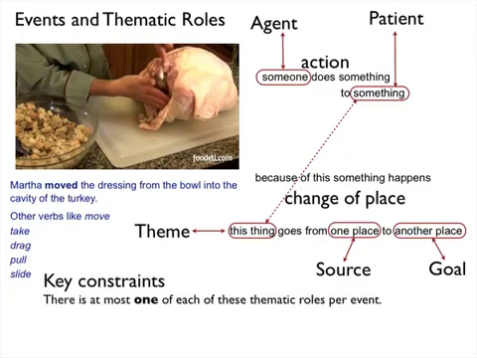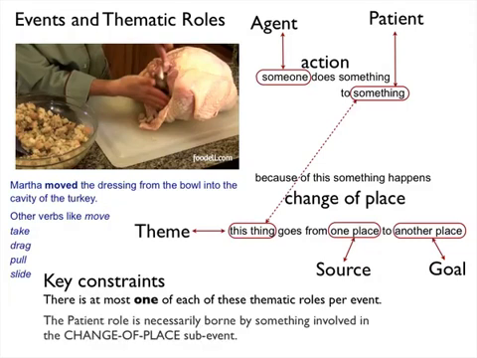So drag, pull. Okay, so the constraints are you only get one of each of these per clause or per verb phrase. Verb phrase will generally be the parts that will give you clauses, right? So you get one of those. There's not two agents ever, right? No, this doesn't mean that you couldn't say something like Martha and Sam moved the dressing from the bowl into the turkey, right? That's one agent role that is distributed over a plurality. That's different than there being more than one role. Okay, so that's the basic idea.